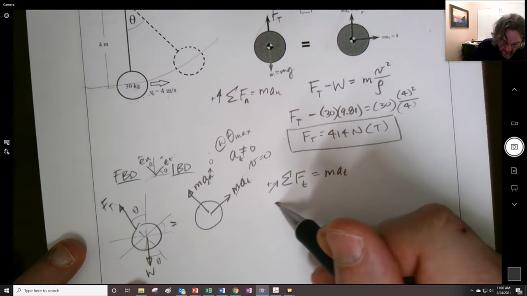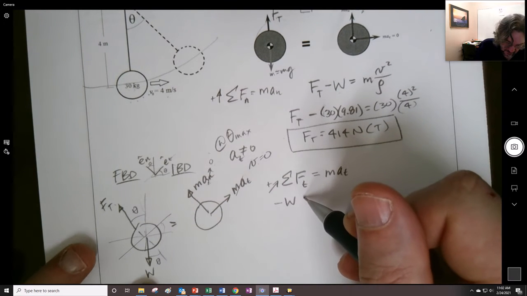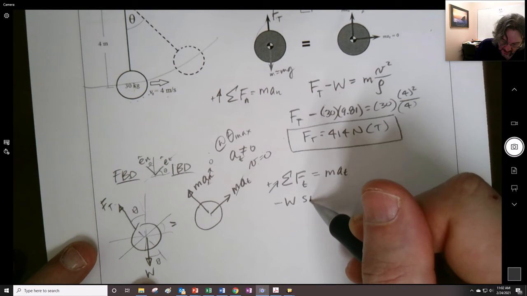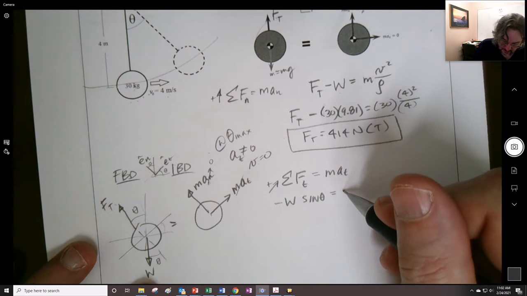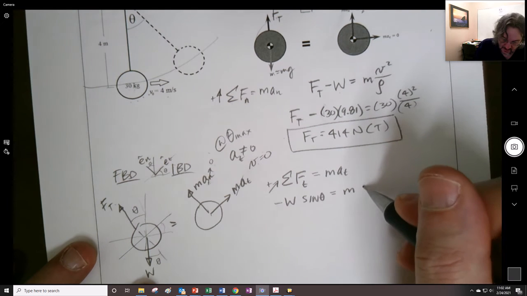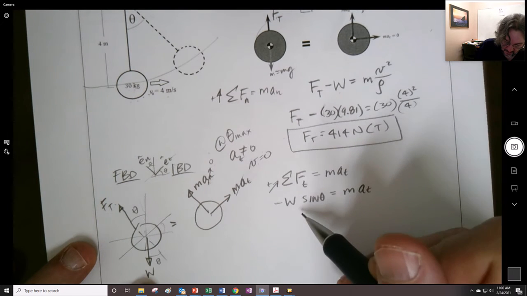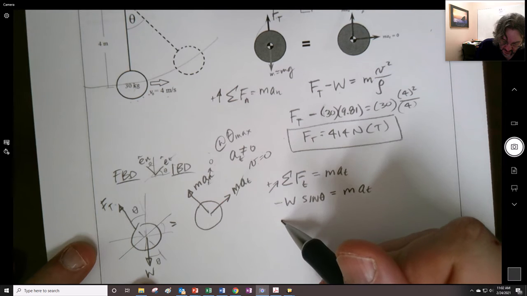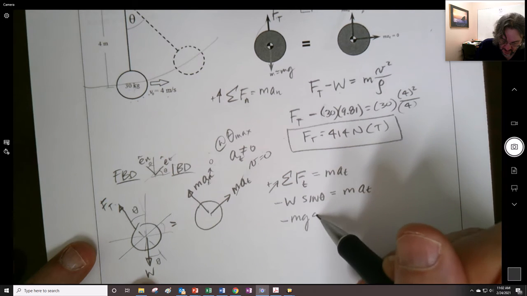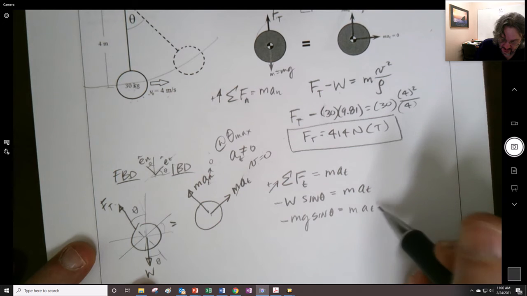So I'm going to take negative weight times the sine. Is that right? Yeah, the sine of theta. And it's going to be equal to mass times the acceleration in the tangential direction. We're going to see that we have mg sine of theta is equal to mass times acceleration tangential.